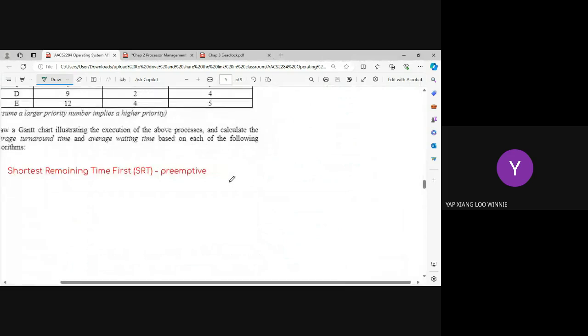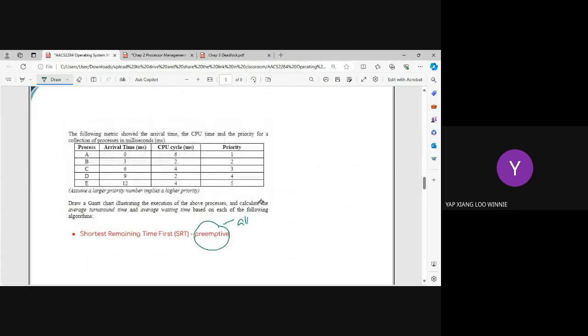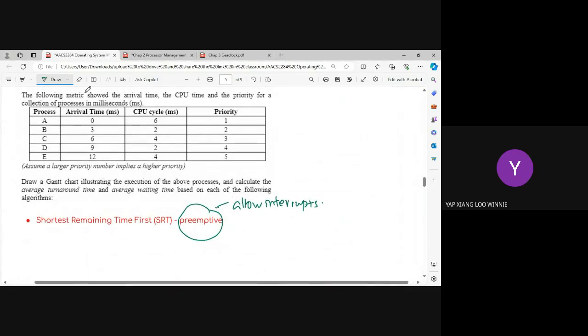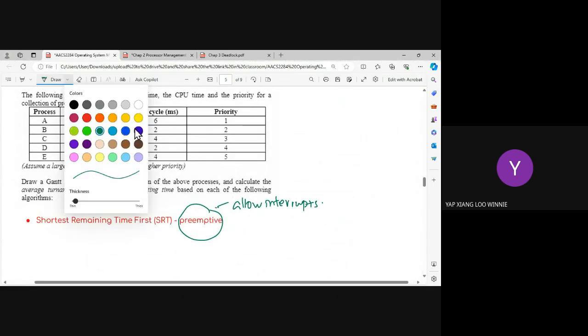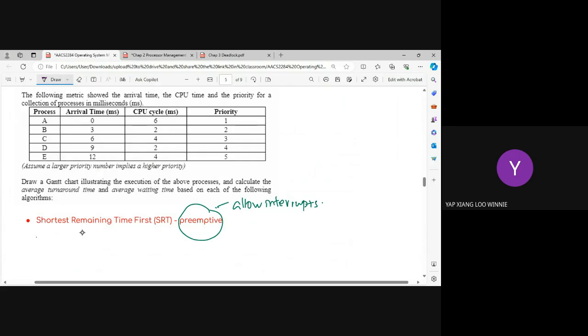Let's proceed with the next one, which is shortest remaining time first. This one is preemptive. Look at here, preemptive. Now, you will allow interrupts. It can happen more than one time, of course. Now, look at this. How are we going to start? I'll start with drawing the Gantt chart. Let me change to another color, the purple one. Now, you start at 0 for sure, and at 0, you only have process A, so you continue to execute.